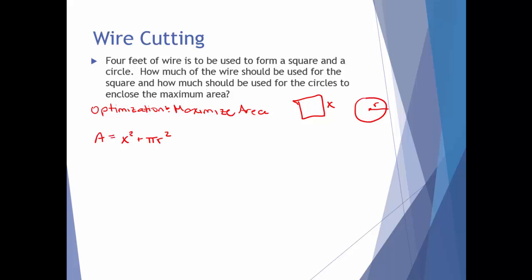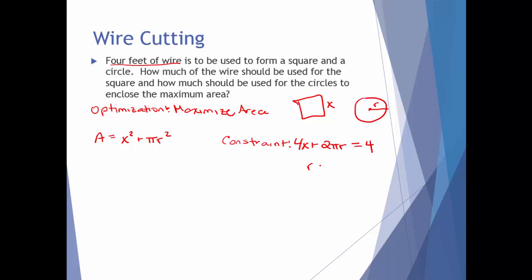Again, too many variables. There has to be some kind of constraint. And this is kind of similar to the farmer and the fence problem. We're dealing with 4 feet of total wire. That's how much distance around there is. So the distance around the square will be 4 x's, and the distance around the circle will be the circumference of the circle. So that's 2 pi r, and we know that that has to be equal to 4. So again, we can solve for either variable. It is not incorrect to solve for x, but I'm going to go ahead and solve for r.